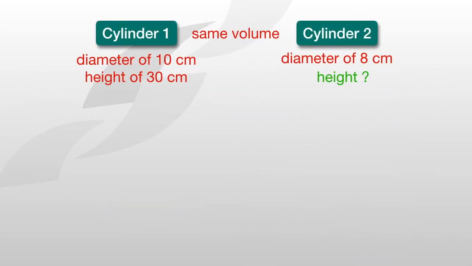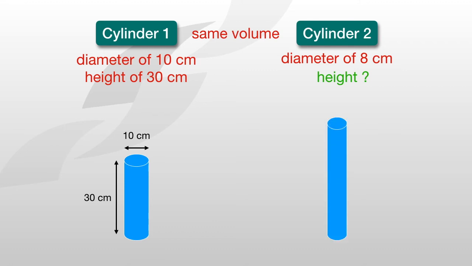Let's organize the given information into two columns and then draw a sketch of the first cylinder. It has a diameter of 10 centimeters and a height of 30 centimeters, so the cylinder is tall and narrow. The next cylinder has the same volume but a narrower diameter, so it must be much taller.